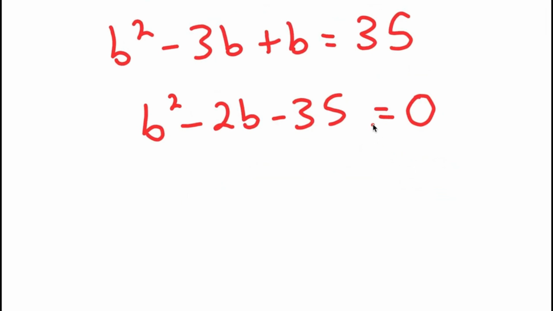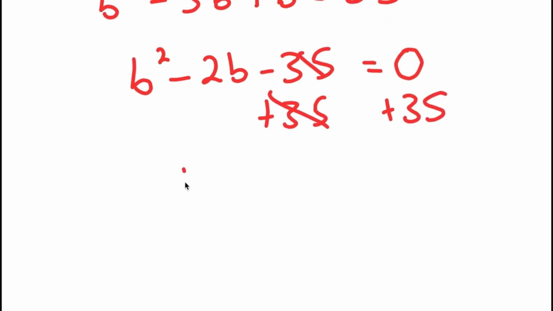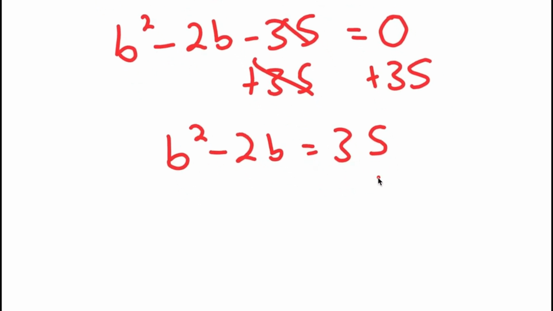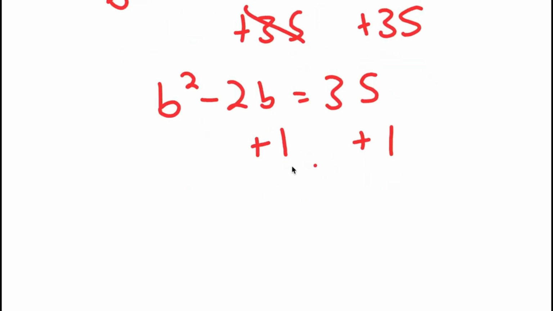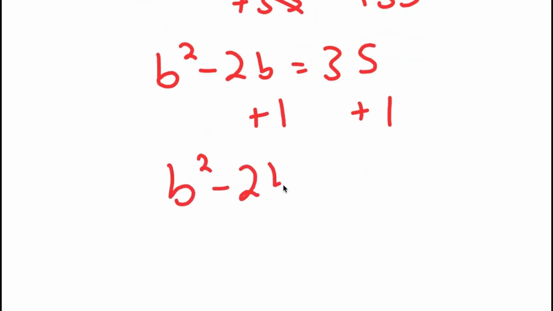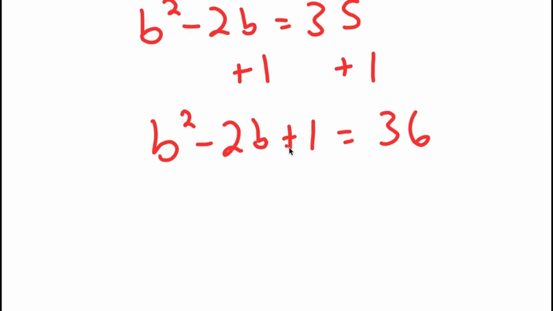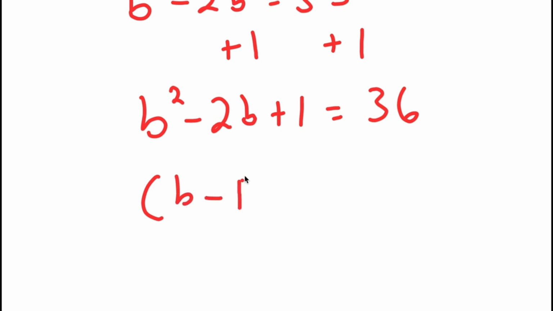Now from here, what I'm going to do is actually add this back because we did miss a step. So B squared minus 2B is equal to 35 once again. Actually, before doing that, what I'm going to do is add 1 on both sides. So now I have B squared minus 2B plus 1 is equal to 36. And now the reason I did that is because B squared minus 2B plus 1 is the same thing as B minus 1 squared.